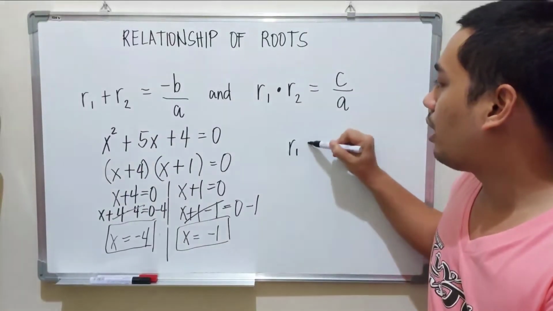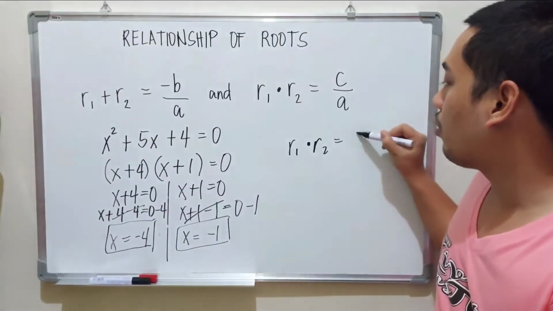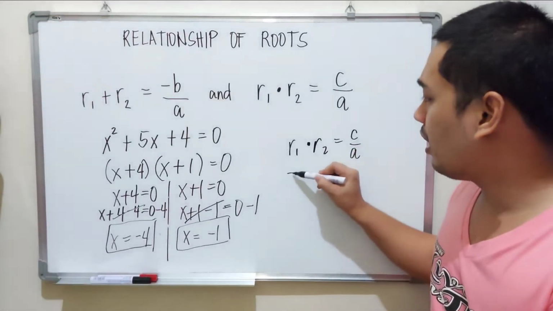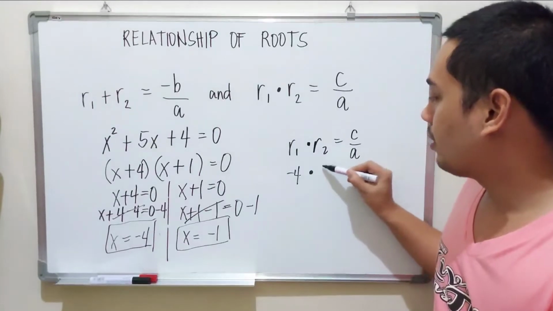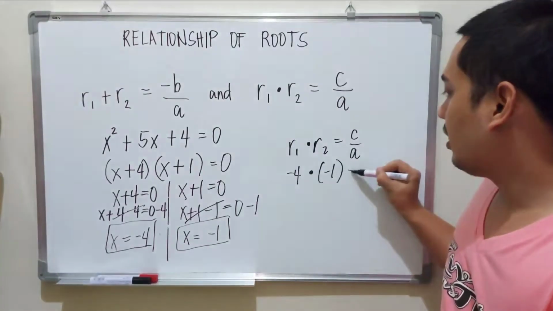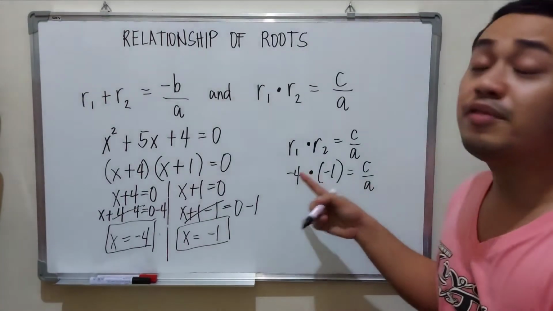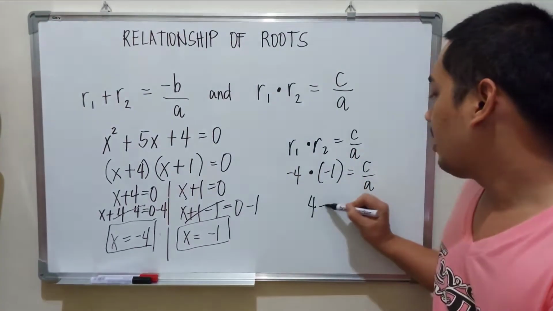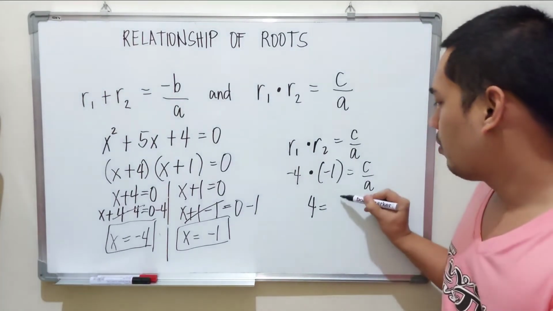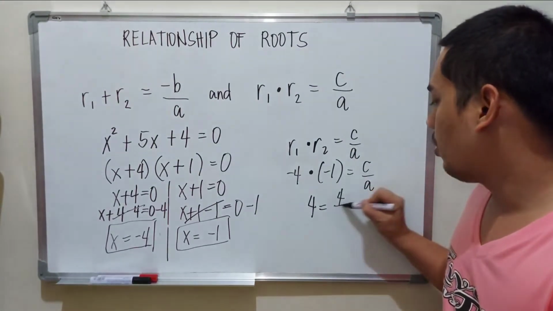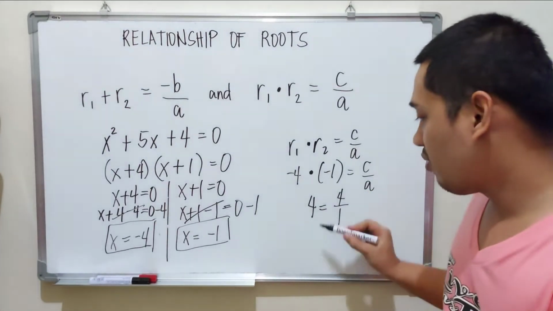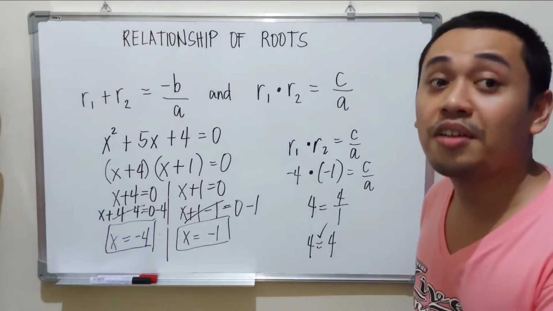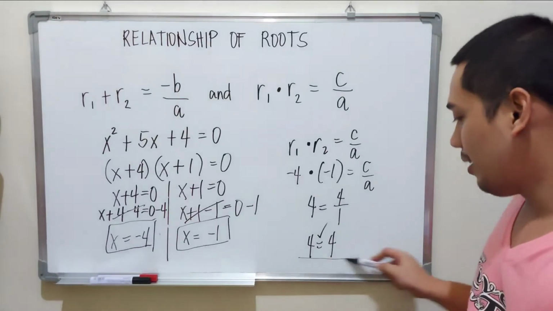We have R1 times R2 is equal to the quotient of C and A. We have here negative 4 times negative 1 is equal to C over A. Then, negative 4 times negative 1 is 4, is equal to C over A, 4 over 1. 4 divided by 1 is also 4. Then, 4 is equal to 4. They are the same.